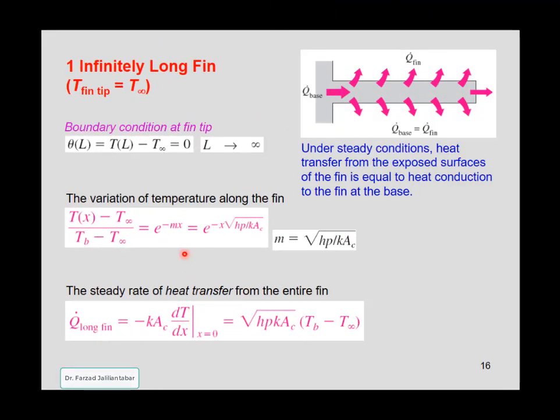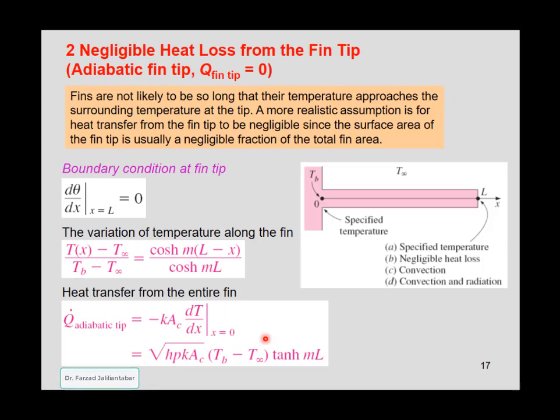Okay, now we know how we found this equation for the variation of the temperature along the fin, and we have also seen the steady rate of heat transfer from the entire fin. This equation. Now let's see the other boundary condition, and let's see how we can use that boundary condition to find the change of the temperature along the fin.